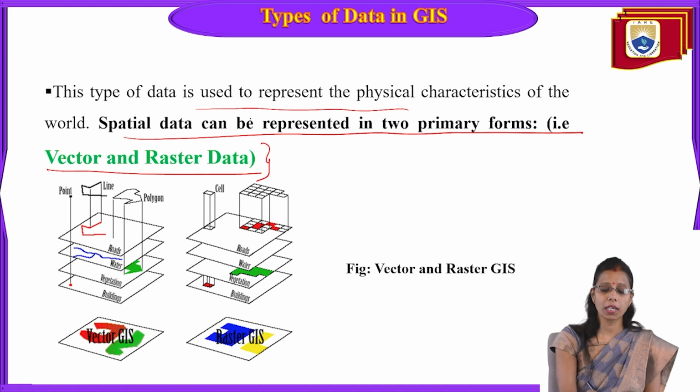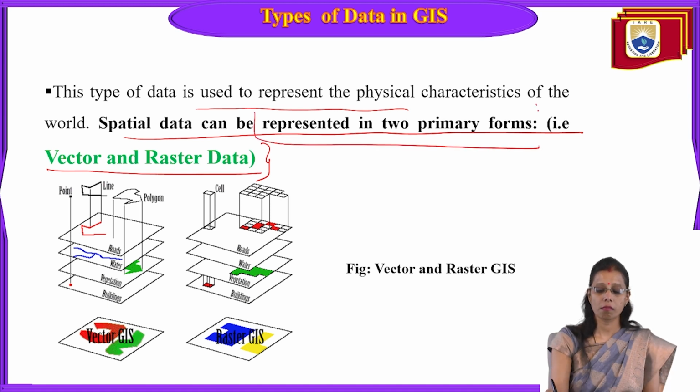So we have two forms of spatial data, one is vector, one is raster. What are the two forms of spatial data? Vector and raster. If you see this figure, we have raster GIS and vector GIS. These are examples of how it represents.